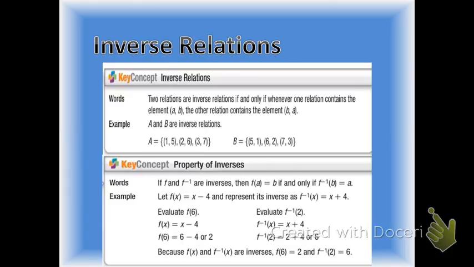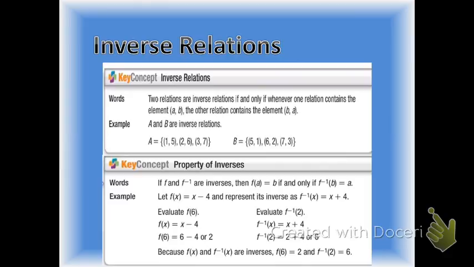Two relations are inverse relations if and only if whenever one relation contains the element (a, b), the other relation contains the element (b, a). Basically, the ordered pairs are flipped. So A is (1, 5), (2, 6), (3, 7). B would be (5, 1), (6, 2), (7, 3). Notice the set notation for those. That's in essence what an inverse is. You just flip the ordered pairs and boom, there's your inverse.